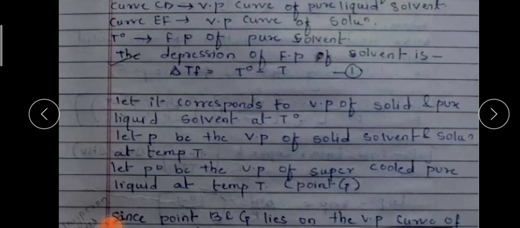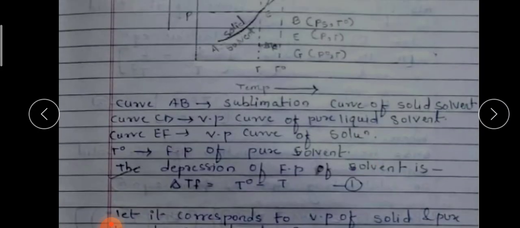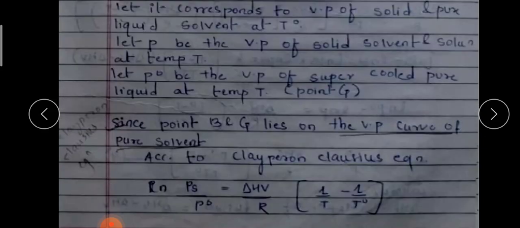Let P0 be the vapor pressure of the supercooled pure liquid at temperature T, that is related to point G. Since points B and G lie on the vapor pressure curve of the pure solvent, you have to apply the Clapeyron-Clausius equation for points B and G. Here PS and P0 are there, and T0 and T coordinates are there. Those coordinates are very important; you have to remember them. ln(PS/P0) is equal to delta HV by R into (1/T minus 1/T0). This is for the B and G points.